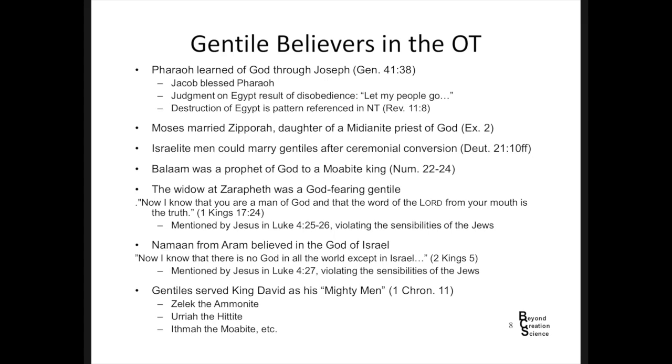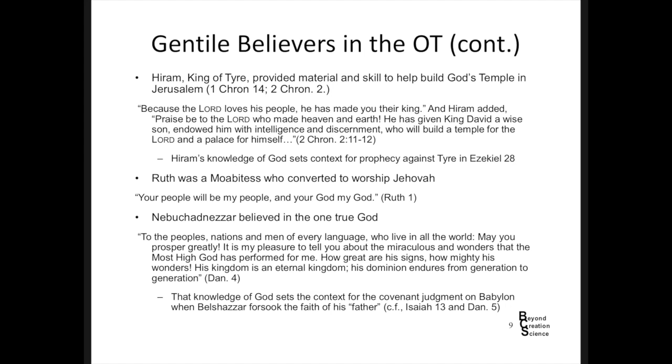Gentiles from many nations served as David's mighty men. Zelek the Ammonite, Uriah the Hittite, Ithmah the Moabite. Are these pagans? Did David bring in a bunch of pagans to sort of help him run his administration? I don't think so. I think these are believers. Where would they have worshipped in this old covenant creation? They would have worshipped at a distance. When David went to the temple, they would have worshipped at a distance in the outer courts of the Gentiles.